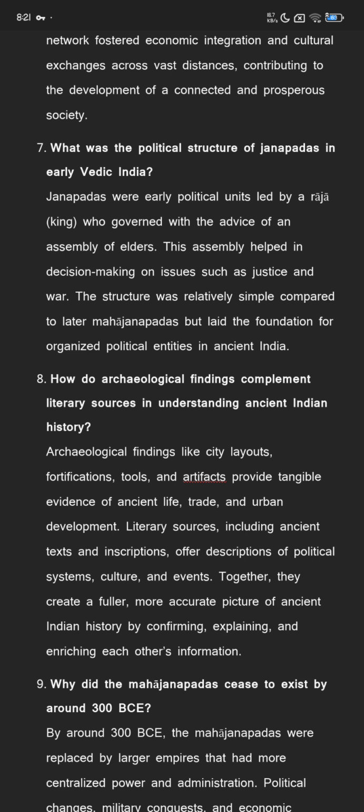How do archaeological findings complement literary sources in understanding ancient Indian history? Archaeological findings like city layouts, fortifications, tools, and artifacts provide tangible evidence of ancient life, trade, and urban development. Literary sources, including ancient texts and inscriptions, offer descriptions of political systems, culture and events. Together, they create a fuller, more accurate picture of ancient Indian history by confirming, explaining, and enriching each other's information.